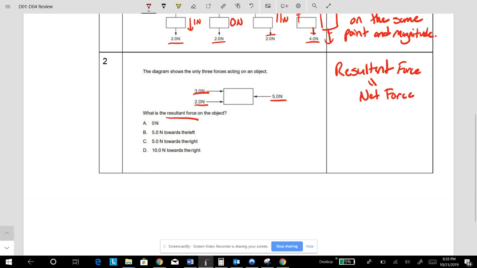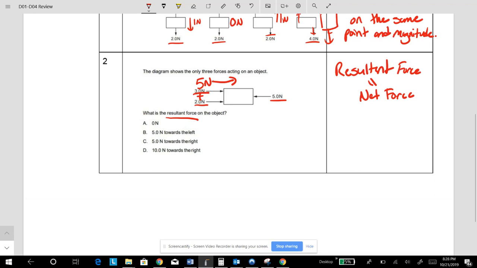So if I take a look at this, both of these forces are acting to the right of the object. Since they're on the same side of the object, I can actually add these two together. So my total force should be 5 newtons working to the right, and then I have 5 newtons working to the left.